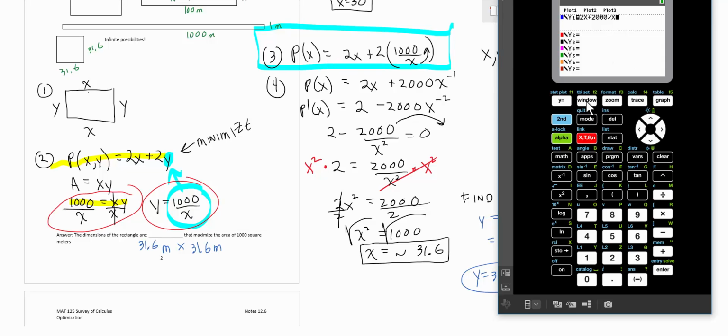If I graph this for a window, the only thing that makes sense is the minimum of x is 0, because you're talking about dimensions of a rectangle. We found the minimum to be 31.6, so I'm going to use something like 50 here, just as long as it's bigger than 31.6. And for my area, the biggest value was 1,000, so I'm going to put in 0 to 1,000 for y.